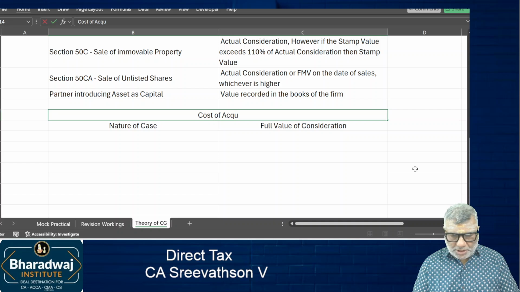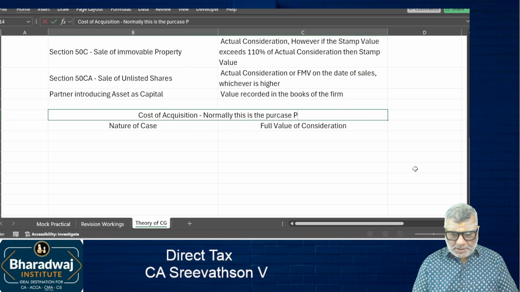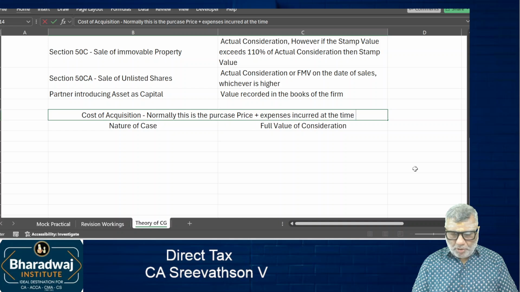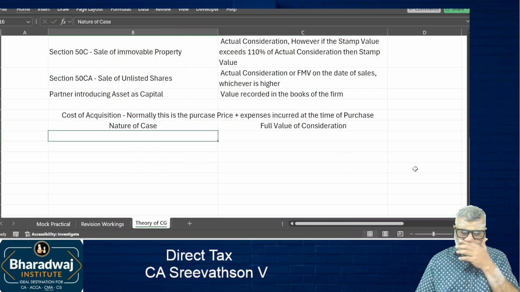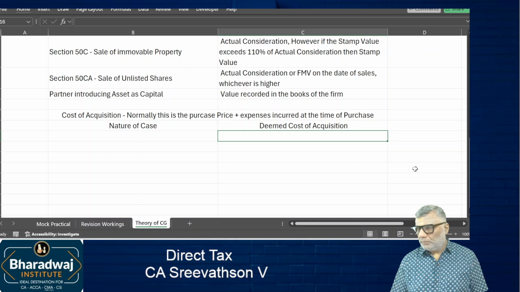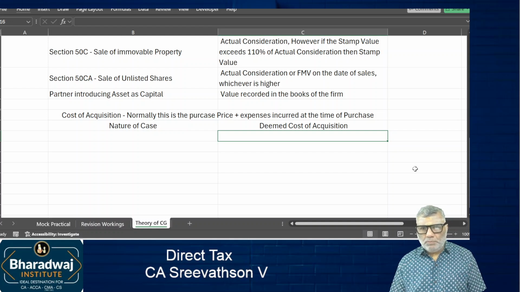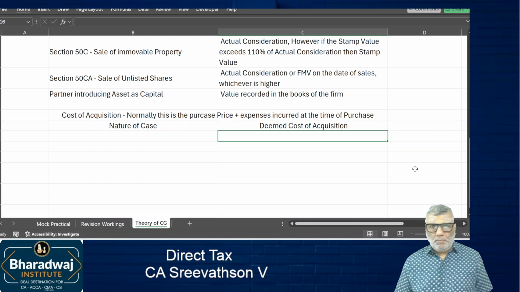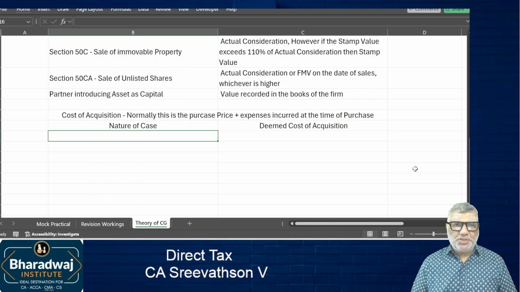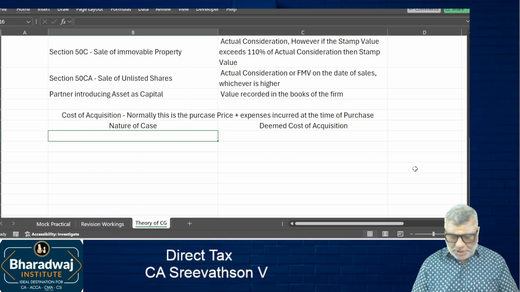Cost of acquisition. Normally, this is the purchase price plus expenses incurred at the time of purchase. Okay. However, when will it change?